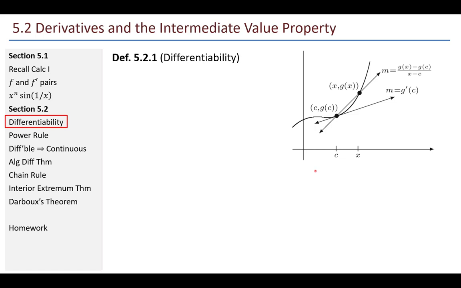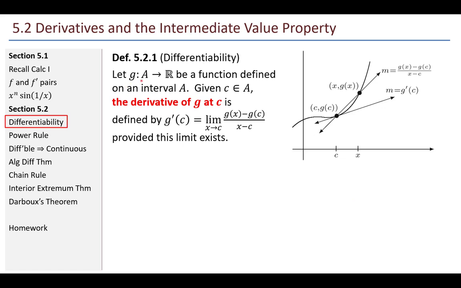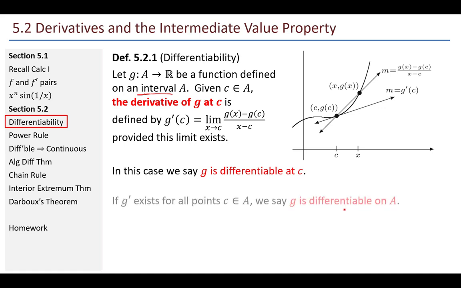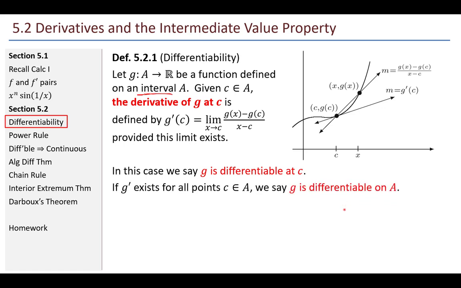Okay, jumping right in with our definition. Let g be a function from A to the reals. It's a function defined on an interval A. Given a point c in A, the derivative of g at c is defined: g prime of c equals the limit as x goes to c of g of x minus g of c, all over x minus c, provided this limit exists. If the limit doesn't exist, then the derivative doesn't exist. In this case, we say that g is differentiable at c. And if g prime exists for all points c in the interval A, we say g is differentiable on A.